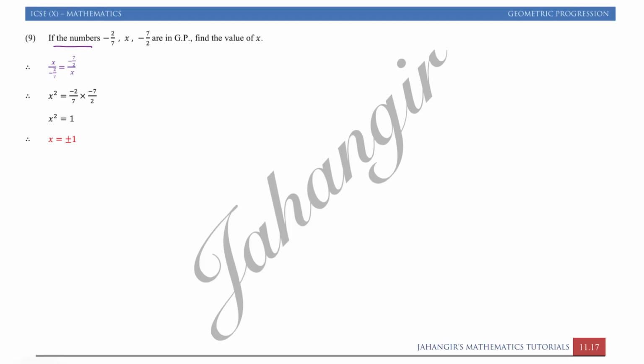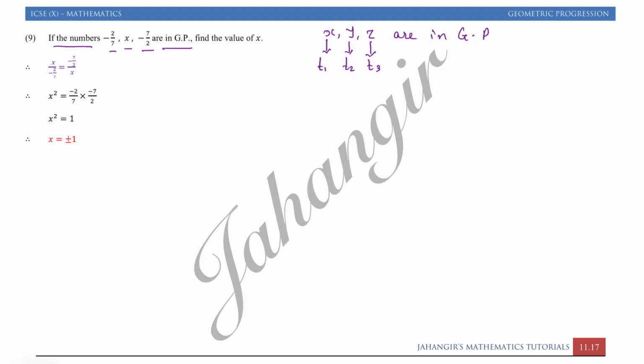If the numbers minus 2 by 7, x and minus 7 by 2 are in GP, we have to find x. So we had understood the property of GP. What is the property of GP? Let us revise. If x, y, z are in GP, so we can say x is T1, y is T2 and z is T3. T1 is term 1, T2 is term 2, T3 is term 3.